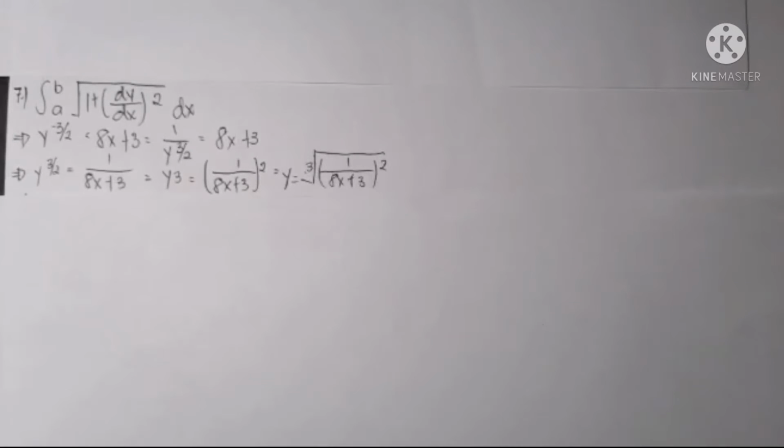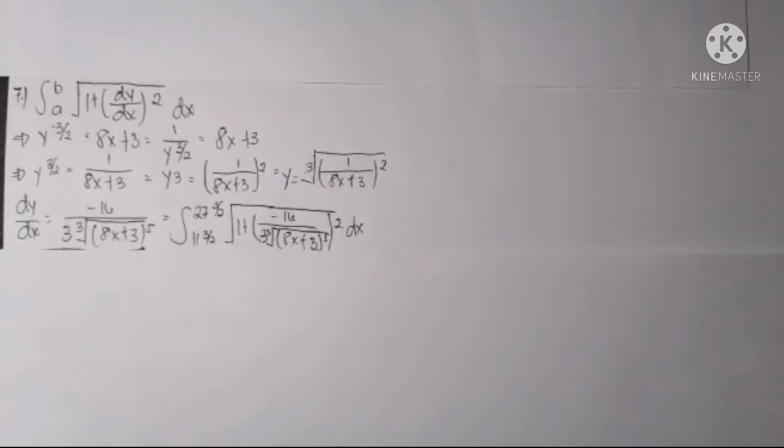y raised to 3/2 is equal to 1 all over 8x plus 3, so y is equal to 1 all over 8x plus 3 raised to 2/3, which is the cube root of 1 all over 8x plus 3 squared. dy over dx is equal to negative 16 all over 3 times the cube root of 8x plus 3 raised to 5.